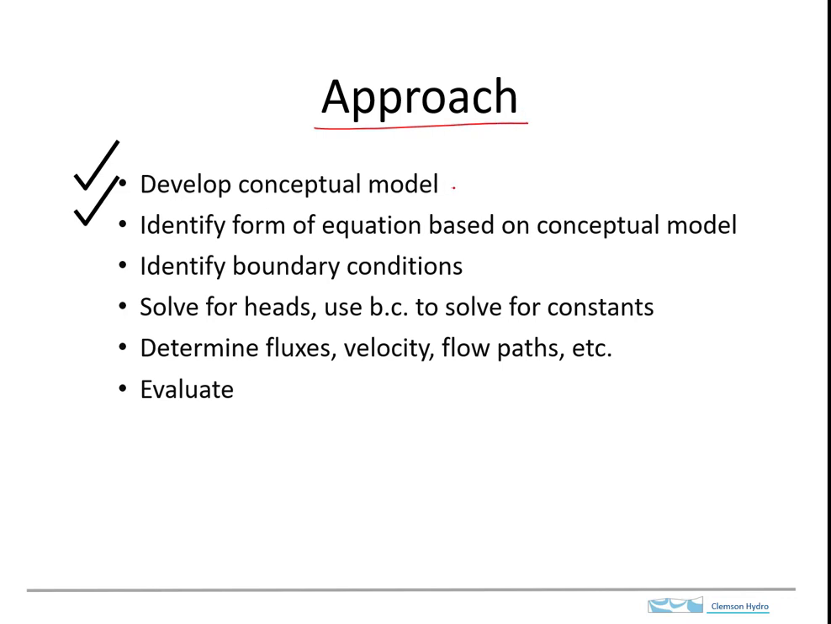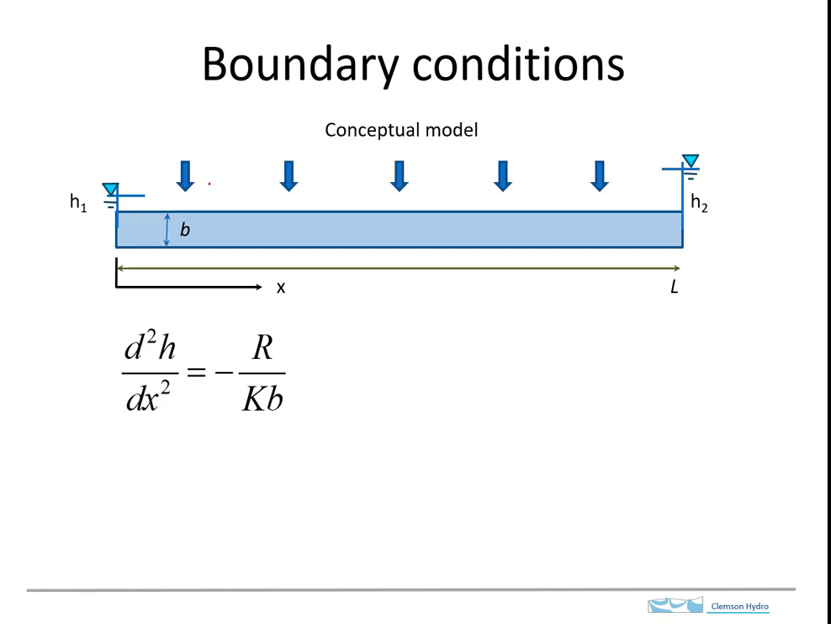We first developed the conceptual model, so we can check that off. Then we identified the form of the equation. The next thing we'll do is identify the boundary conditions, and then we'll solve for the constants using the boundary conditions. So here's the governing equation, the conceptual model, and the boundary conditions. We can specify the head here at x equals 0.